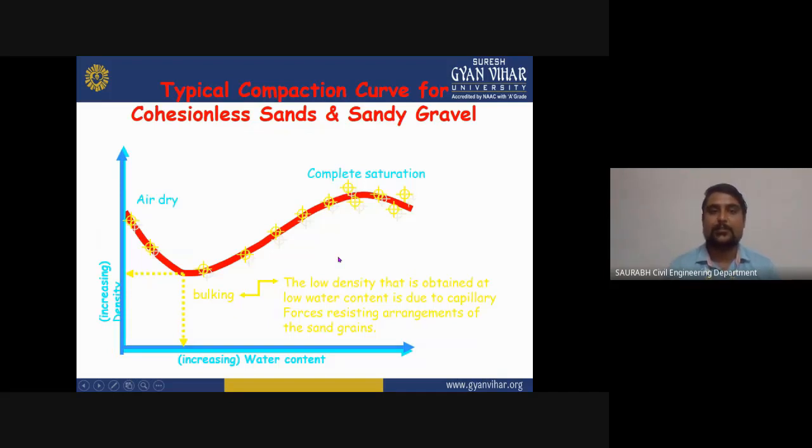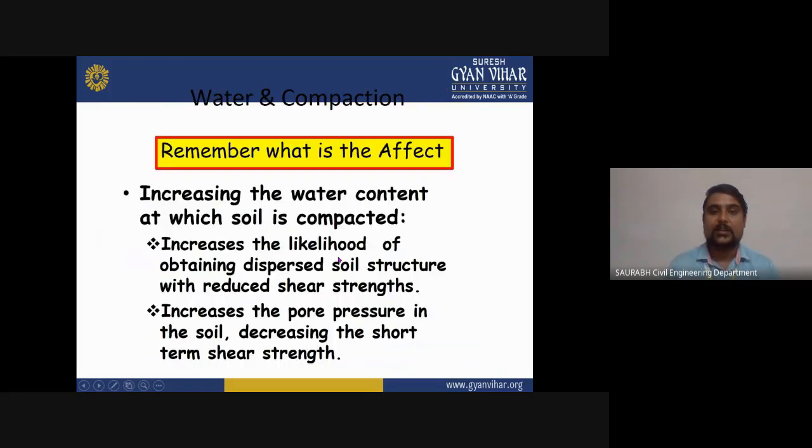Now you can see the typical compaction curve for cohesionless sand and sandy gravel. This is the graph which is showing the bulking capacity of sand and sandy gravel. The low density that is attainable at low water content is due to the capillary forces resisting rearrangement of the sand grains. Now we will see water and compaction. What is the relation between water and compaction? Remember, what is the effect of water in compaction?